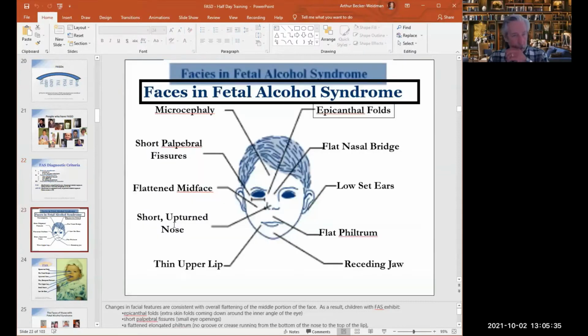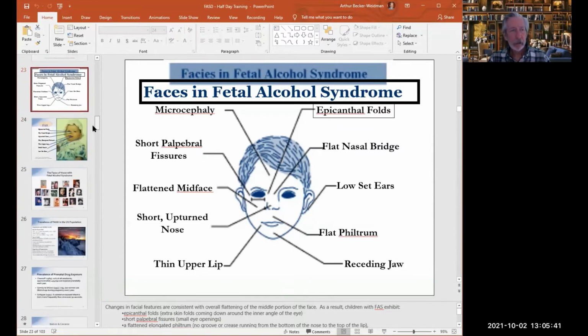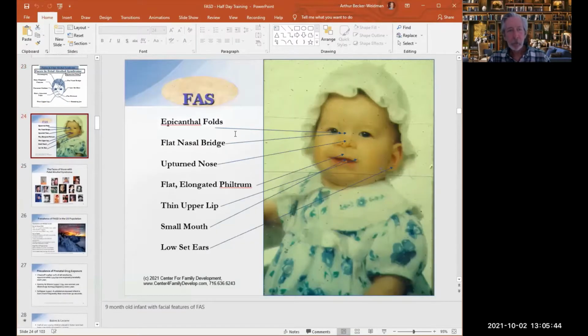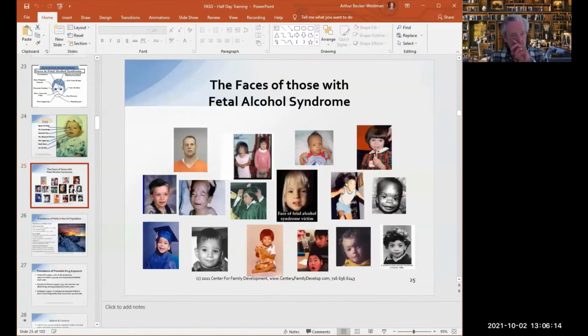Okay. And again, I'm not going to go through this, but for FAS, these are the features that can be affected. Here's a picture of an infant with all the features that you see typical of FAS, the epicanthal fold, the flat nasal bridge, the upturned nose, loss of the fulcrum, thin upper lip, lower set ears. See how the top of the ear is below the eye? And if you just take a moment, you'll see your ears, for most of you, the top of your ears is above your eye. Okay. So see all that. And again, just some more pictures, adults, children.